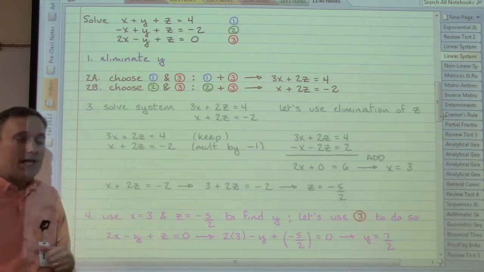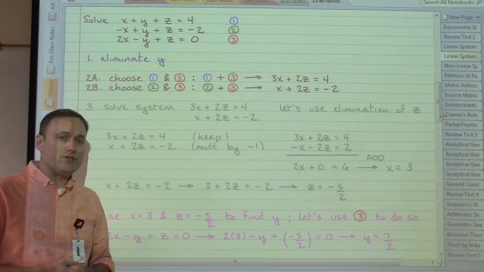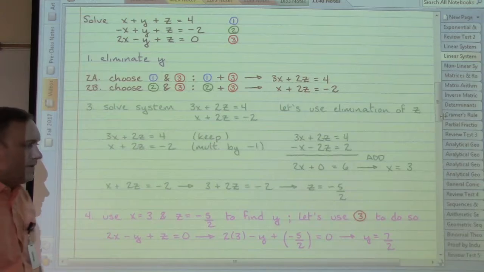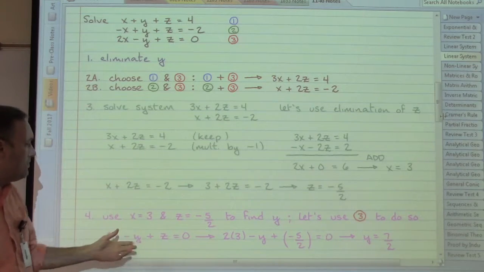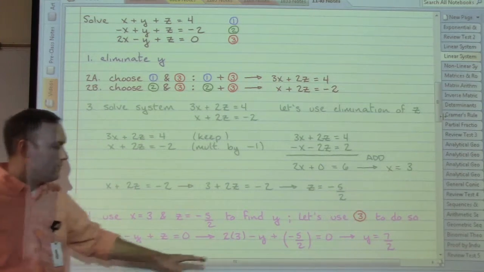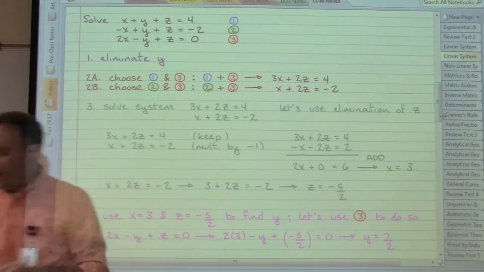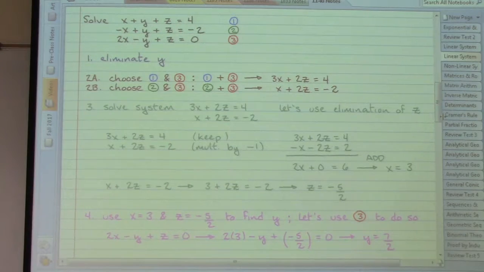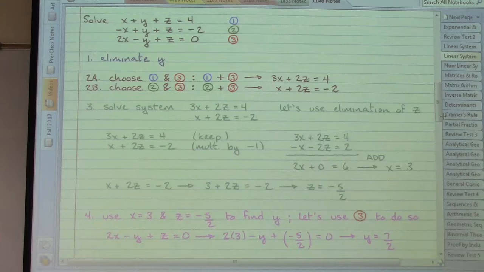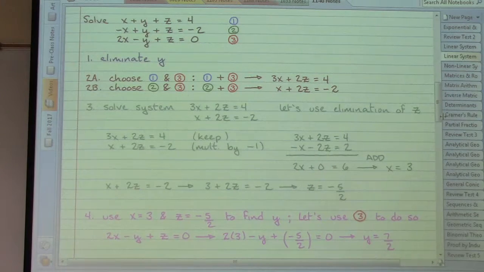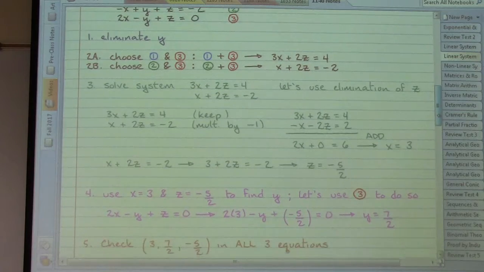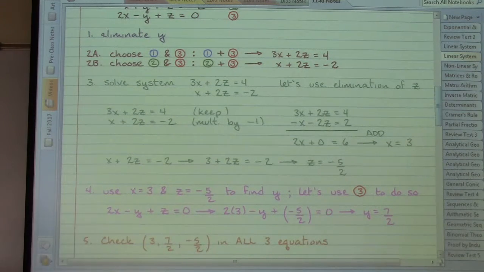And again, I can pick any of those 3 equations to use to accomplish that. So, for argument's sake, I'm using the third equation in order to create my y value, which you see there at the bottom right. Y is equal to 7/2. Now, I should have my answer.